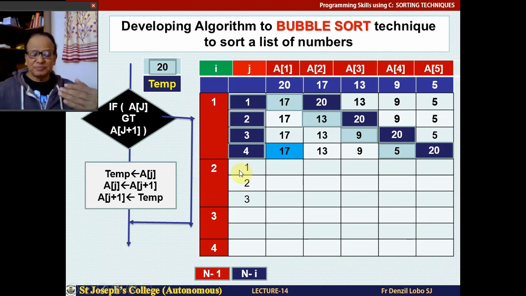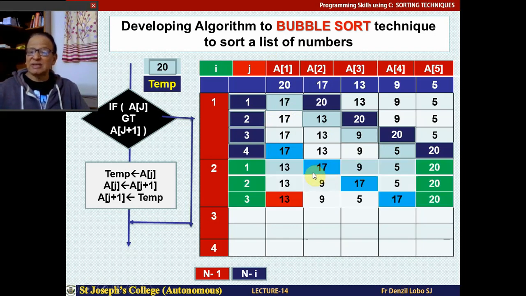Now I come to the second time. I will start the same thing again. I start from 1 to n minus 1. So again, I'm going to ask the same question right from the beginning. Is A of j greater than A of j plus 1? Yes. So I will exchange that. As you see in this case, again 17 will go and will be the second last number.